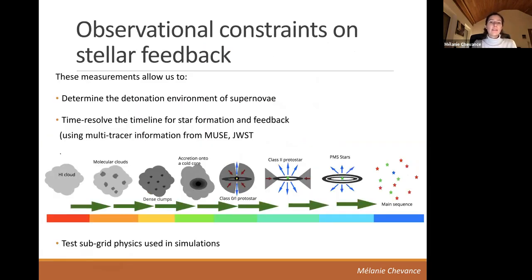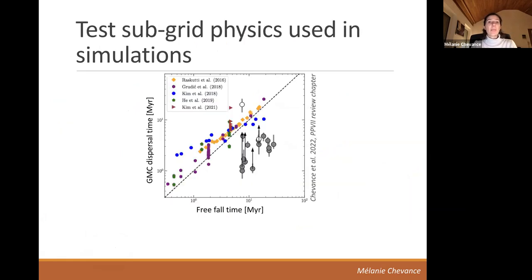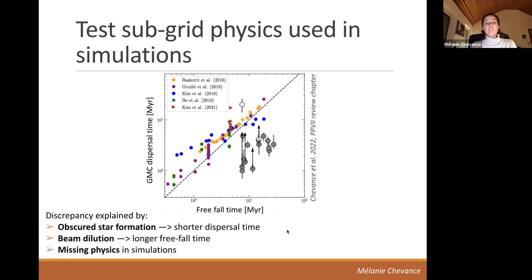The last thing I would like to touch on is the last point here. We can now test the physics used in simulations. So if we compare the cloud dispersal time that we measure, or that is predicted from simulations, with the freefall time, you can see that there is a bit of a discrepancy between simulations, the color points, which are pretty much on the one-to-one relation, and the observations, which are well below that line. This could be explained by different things.